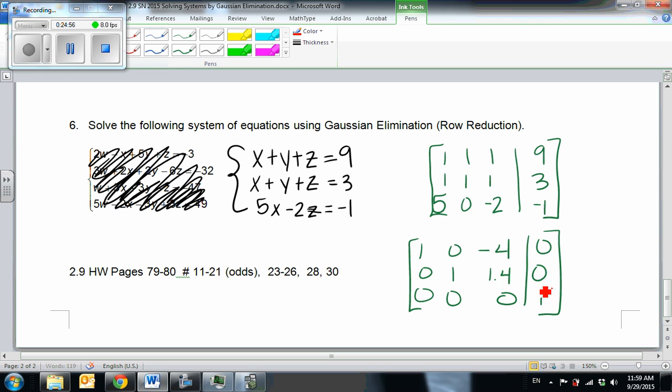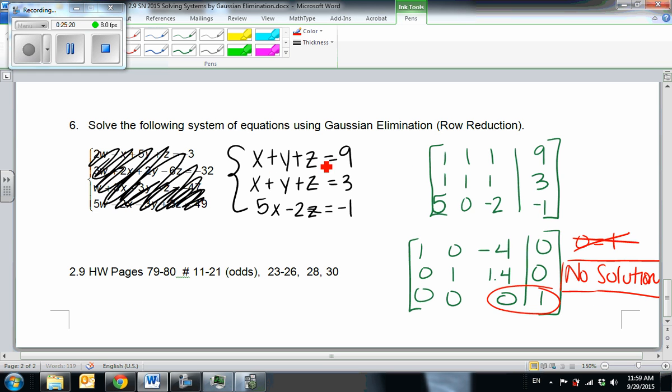Yeah, it would mean that 0 equals 1. Is that a true statement? No, not a true statement. Anytime we get a false statement when solving matrices, what's our answer? No solution. Now, some of y'all recognized that at the beginning.